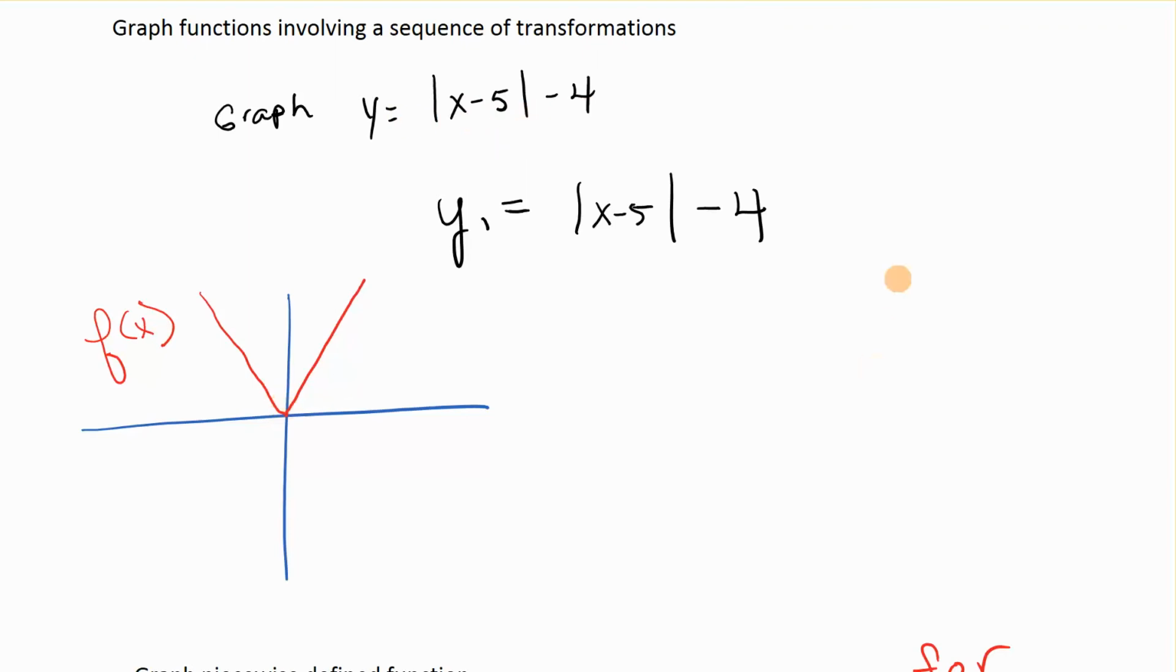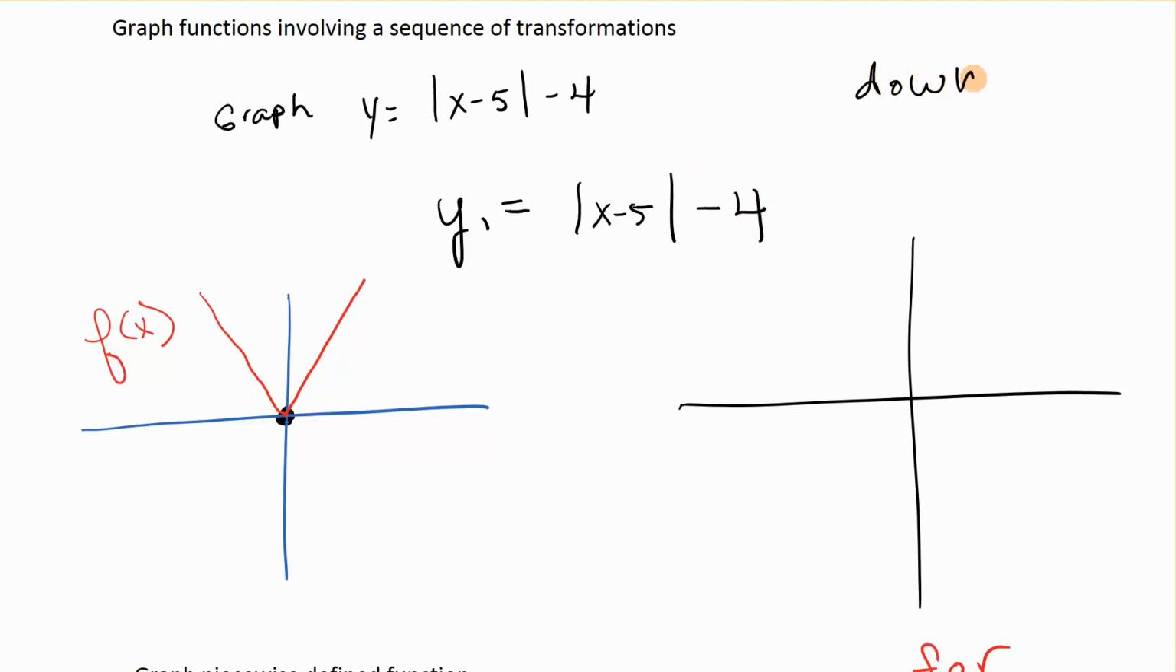So what you need to realize is that when you add or subtract something at the end or beginning of a function, that's going to move it up or down. So we'll pick this vertex point. We know that the vertex is going down 4. So this thing is going down 4. When it's something inside the absolute value or inside parentheses or inside the radical, that's going to move left or right. And it's not intuitive.